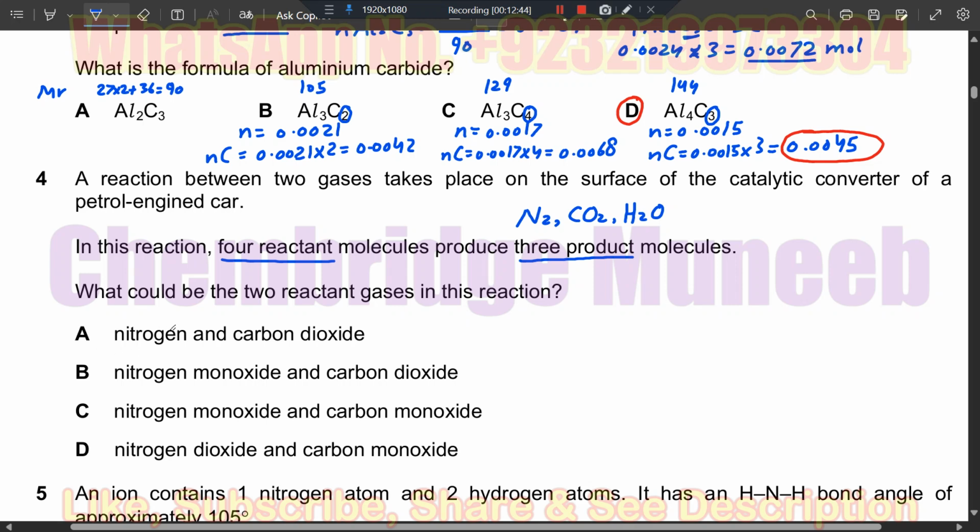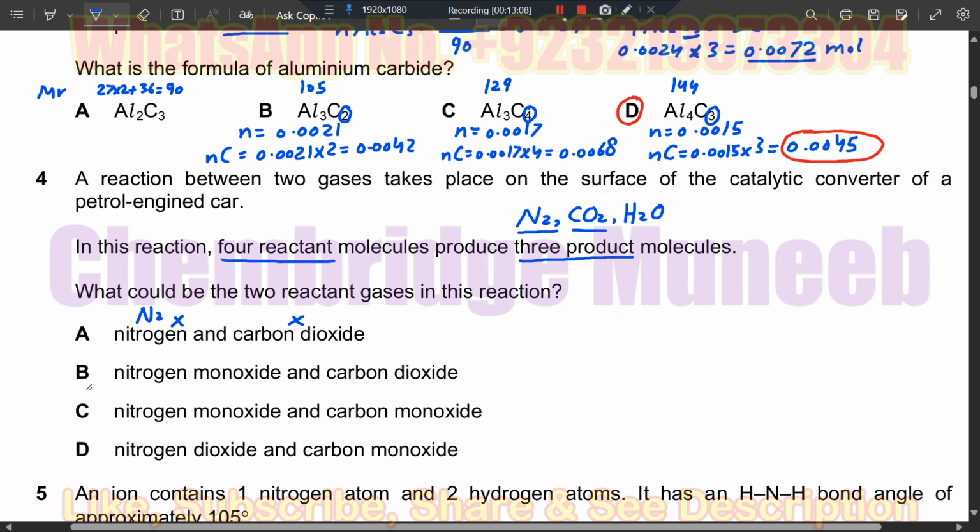Option A says that nitrogen is a reactant gas, and to NO. No, this is a product. As we said before, this is a product, not the reactant, so it is not possible. Carbon dioxide is also not the reactant, it is the product as mentioned here. So carbon dioxide is also not the reactant.